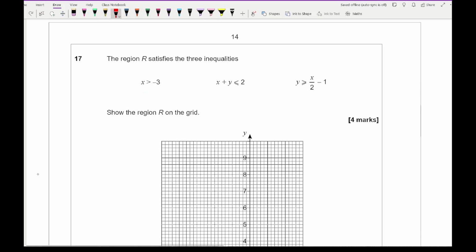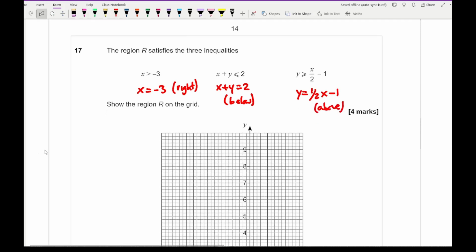For this one, we need to plot x equals minus 3, and we want to the right of that line. For this one, it's going to be a solid line, so we've got to plot x plus y equals 2, and we want below the line. And for this one, we've got y equals a half x minus 1, and we want above this line. So what we need to do is actually plot these equations.